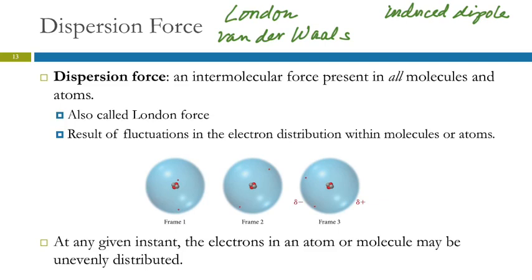So all particles, molecules and atoms, have dispersion forces. So what happens here is you have fluctuations in the electron density. So here we have, anybody know what atom that is? How many electrons does it have? It's helium. It's got 2 electrons, right? So here we have helium.